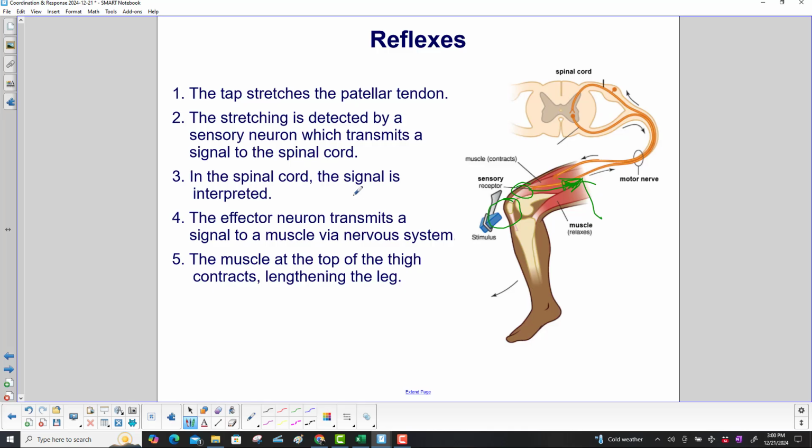In the spinal cord, the signal is interpreted. The effector neuron transmits a signal to a muscle via the nervous system. So our effector neuron would be somewhere up in here. The muscle at the top of the thigh contracts, lengthening the leg. And that's what happens: after you're struck with the little tap here, the leg moves out this way.